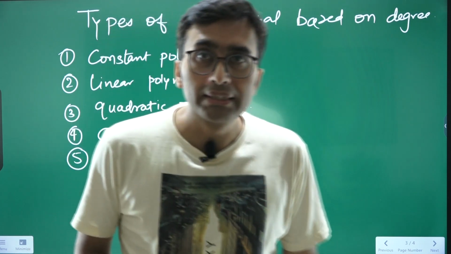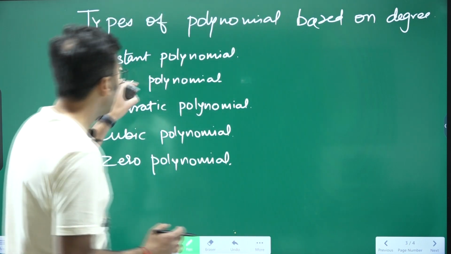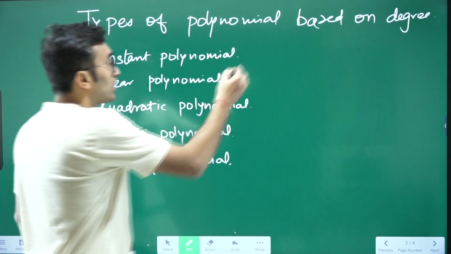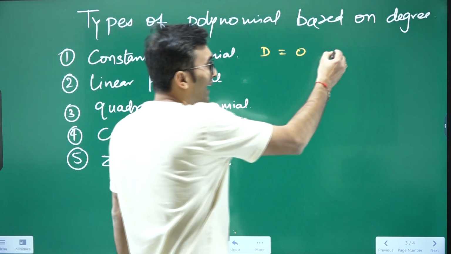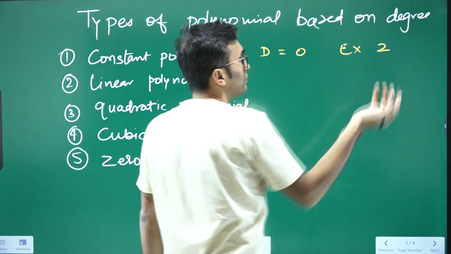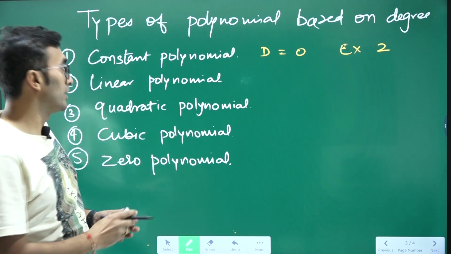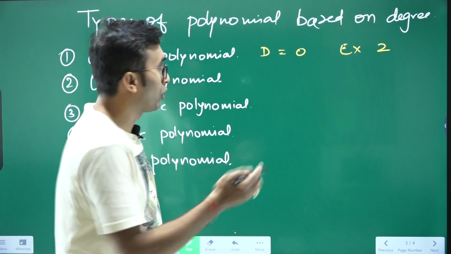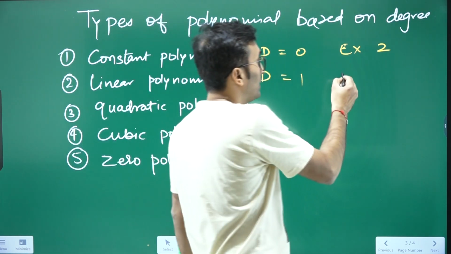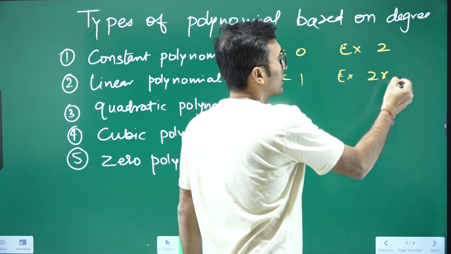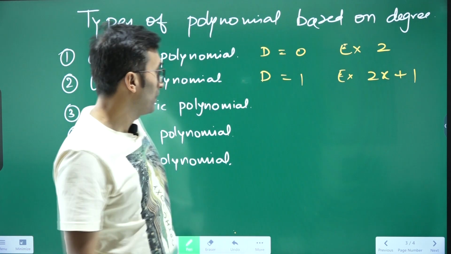Now we are going to discuss the types of polynomial based on degree. First is a constant polynomial. For the constant polynomial, the degree is 0. An example can be 2. 2 is a constant polynomial having degree 0. Then we have the linear polynomial. The degree is 1. An example we can take is 2x plus 1. 2x plus 1 is a linear polynomial.